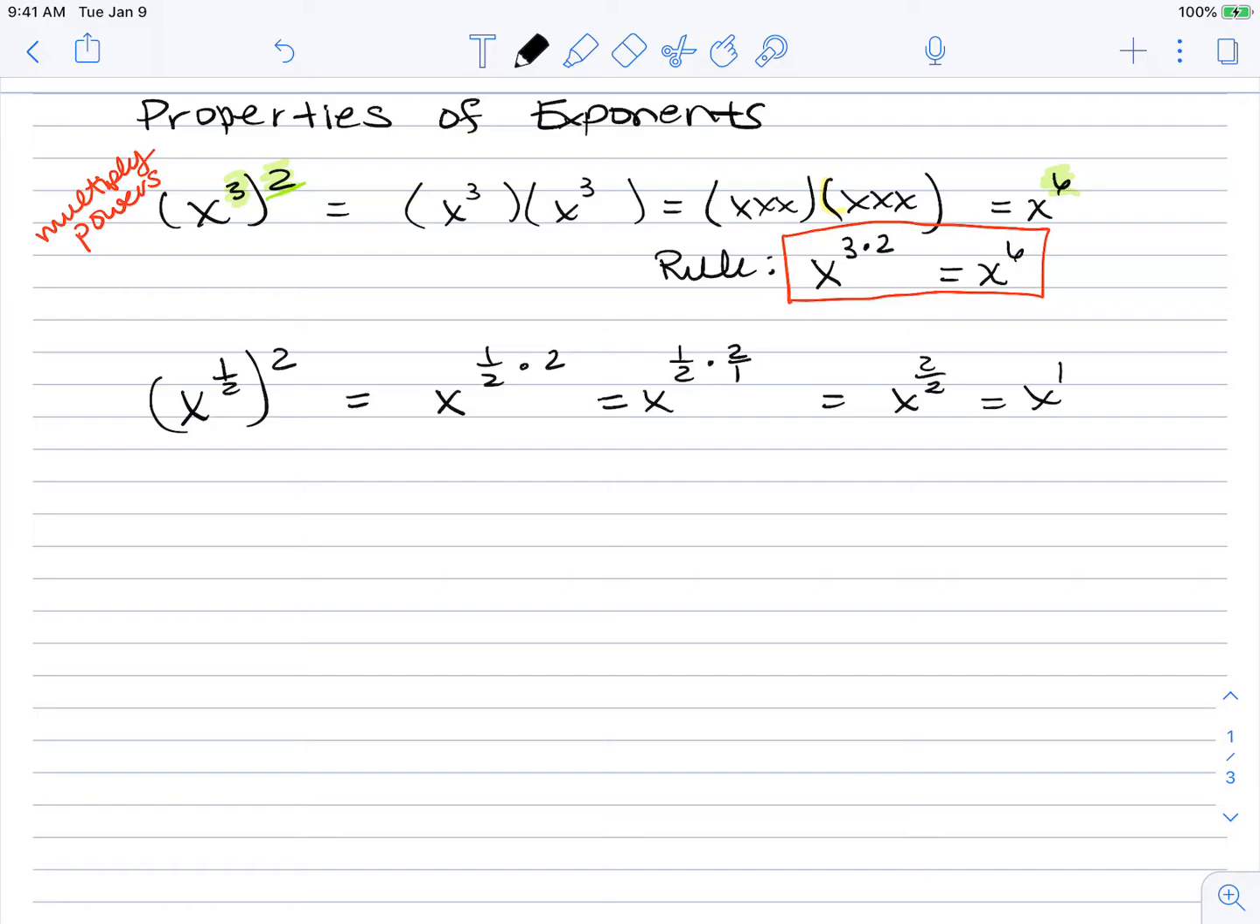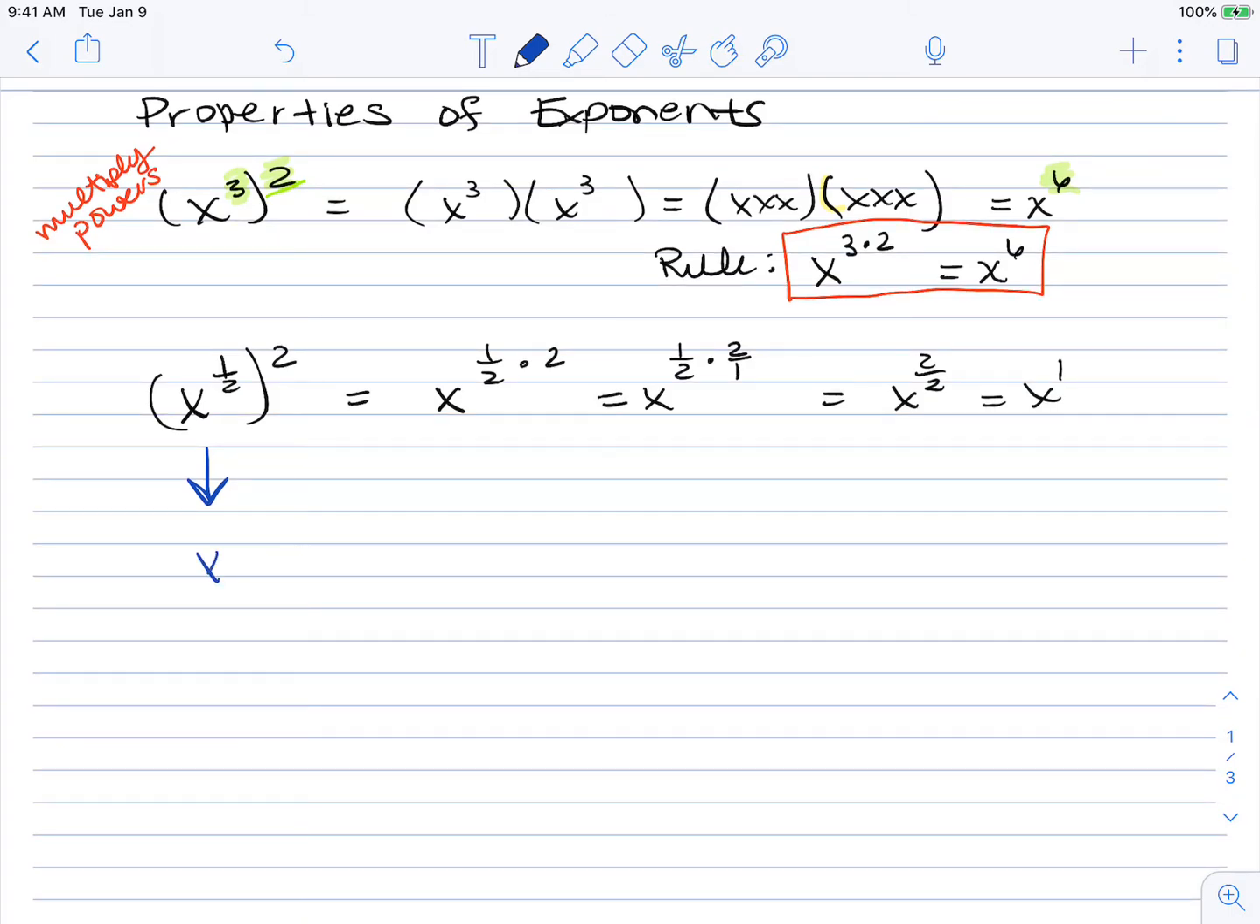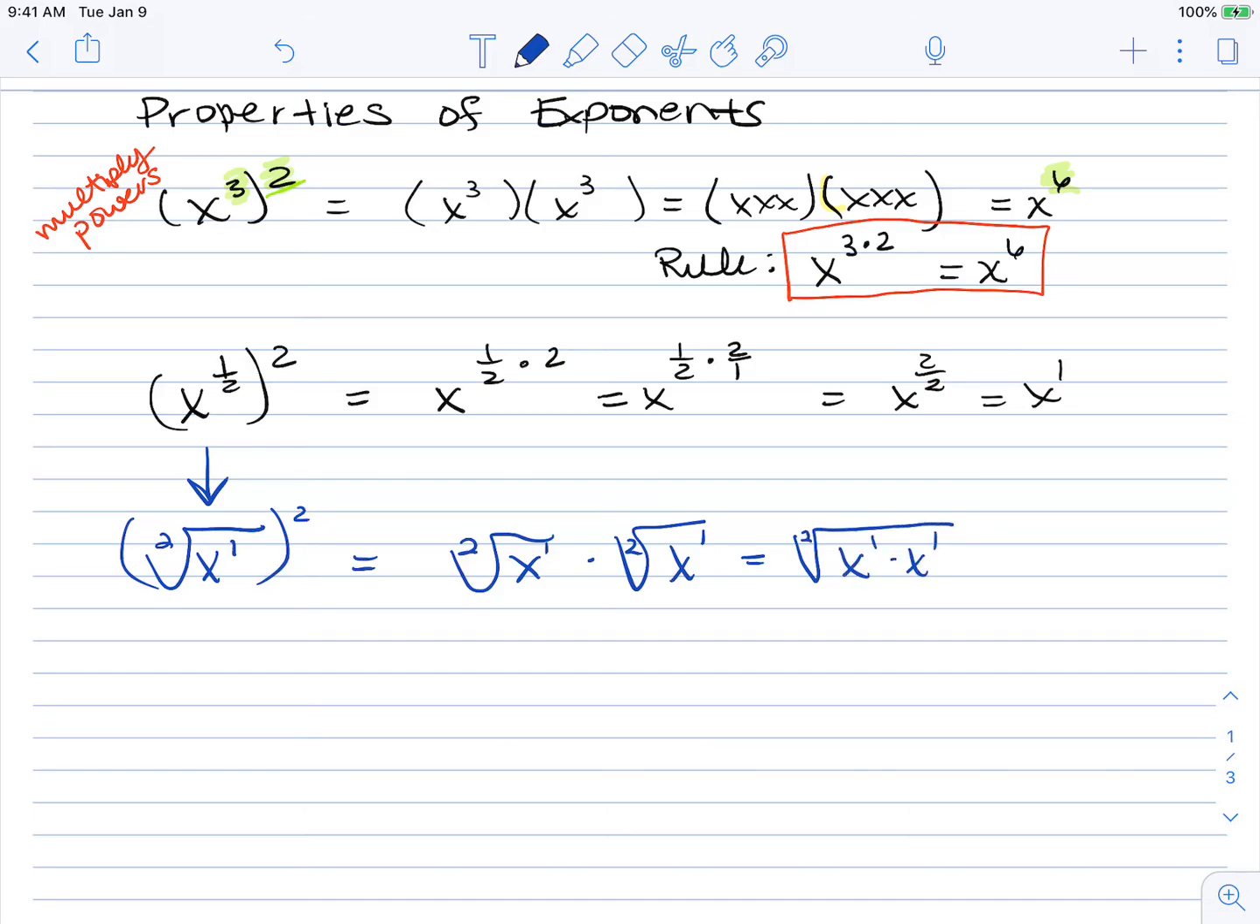Okay. I can rewrite this in radical form because fractional exponents are really radicals. And so if I rewrite this, I have my x and my root is 2 and my power is 1, and this whole thing is squared. So I can rewrite that as a radical. And just like before, if I have a power of 2, I have the same thing twice, so I really have the square root of x to the 1 times the square root of x to the 1, and that means I have the square root of x to the 1 times x to the 1, and I'm using the power rule of I can add the powers.